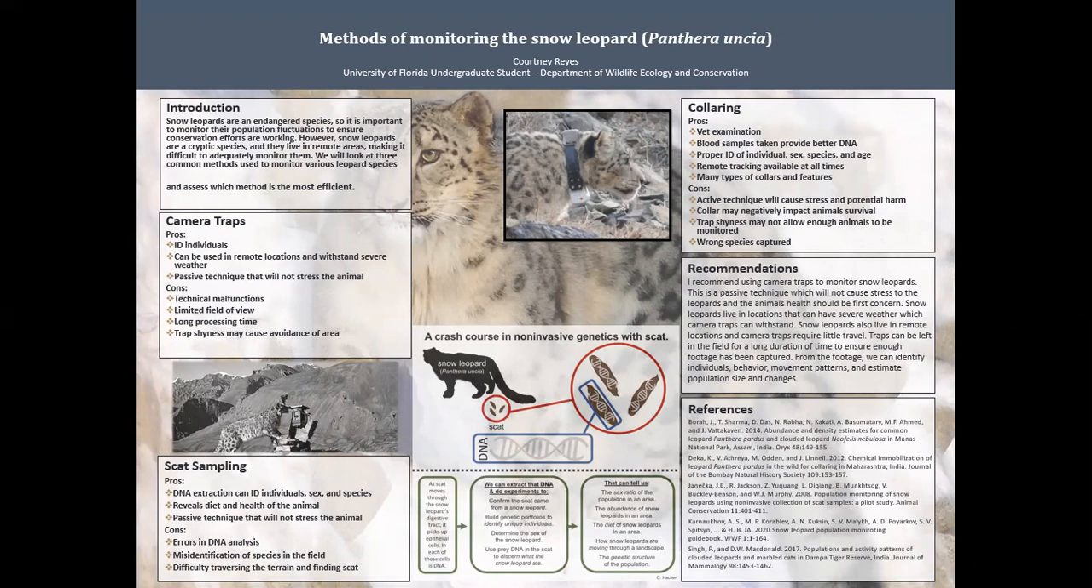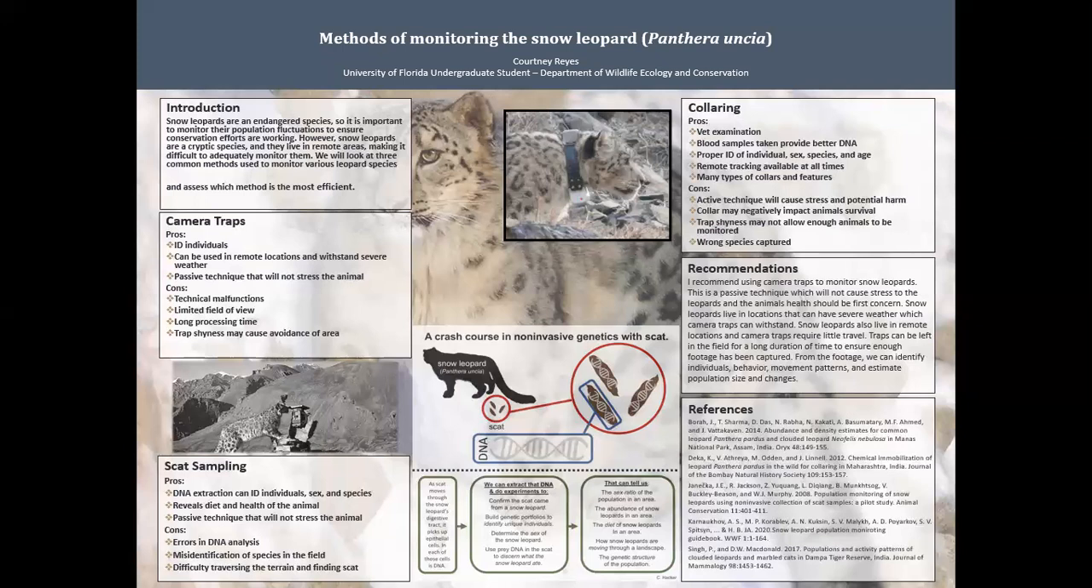After analyzing these three methods, I would recommend using camera traps. This is a passive technique, so it won't harm the animal or stress it, and health should be the #1 concern when you are deciding which method to use. Also, snow leopards live in locations with severe weather, and camera traps can withstand that, so it will not disrupt their performance. They also live in remote areas, and camera traps require the least amount of travel compared to the other two methods.